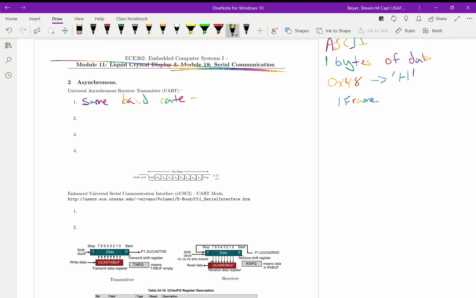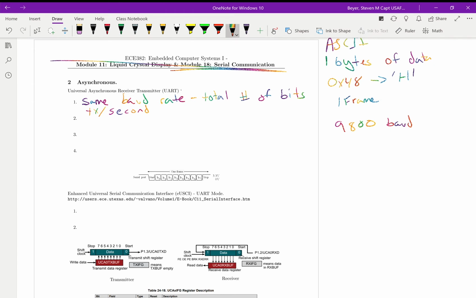Meaning each device, the MSP432 and then the other device that's connected to, or maybe a computer and the MSP432, they need to know that they're transmitting data at the same rate, or they need to both know how fast data is being transmitted per second. 9800 baud, pretty common baud rate. We use that a lot in ECE 210 when we're using it with the Arduino. Remember, we set up that serial interface with the baud rate 9800.